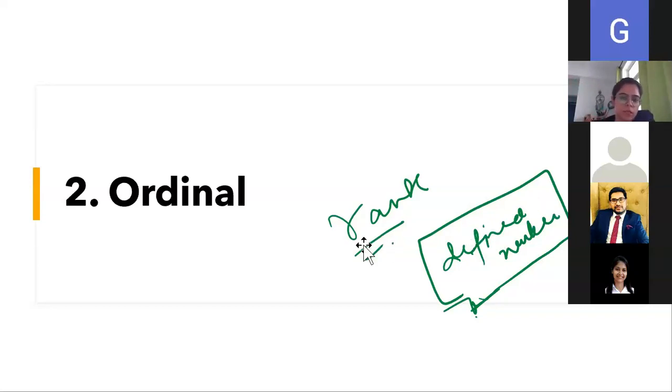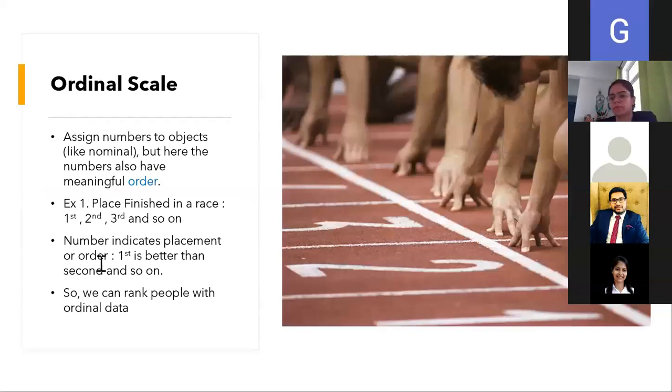So yes, ordinal scale is when you are talking about order. So you assign numbers to objects like in nominal, but here the numbers also have meaningful order. वहां पर male female 1 2 का मतलब ये नहीं था कि 2 is bigger or 1 is bigger. Okay, जब हम gender बता रहे थे.